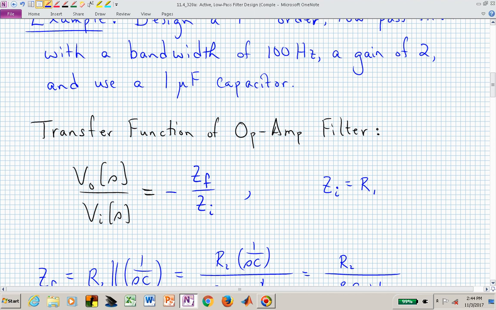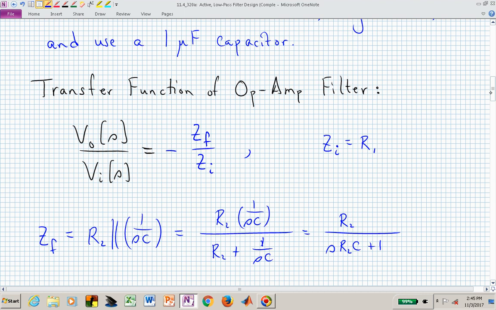Z sub I, the input impedance, is just R sub 1. Z sub F is the parallel combination of those two impedances, R sub 2 and that capacitor's impedance, which is 1 over SC. Performing that parallel combination with two elements is just the product divided by their sum. And then in the last expression in that line of equations, we have simply put both numerator and denominator over a common denominator, which is little s capital C, and that's common to the numerator and denominator.